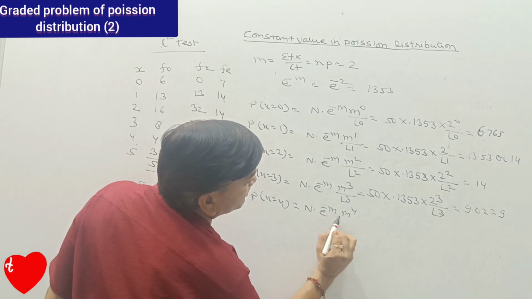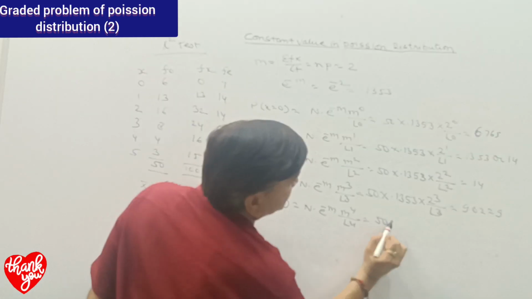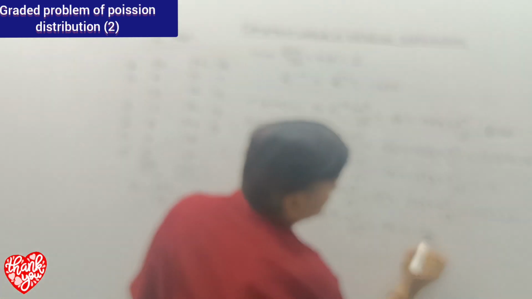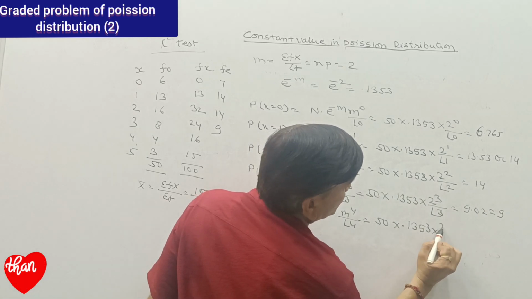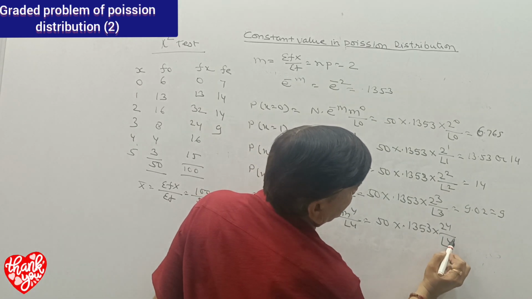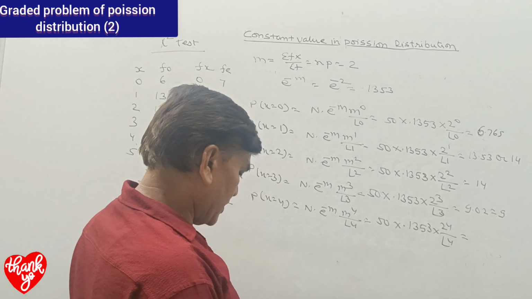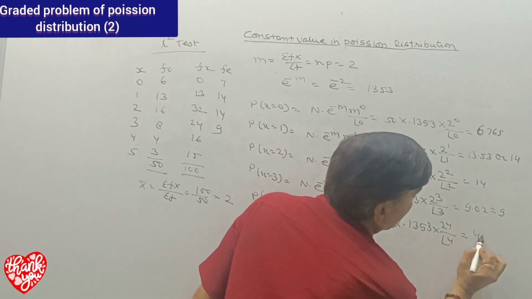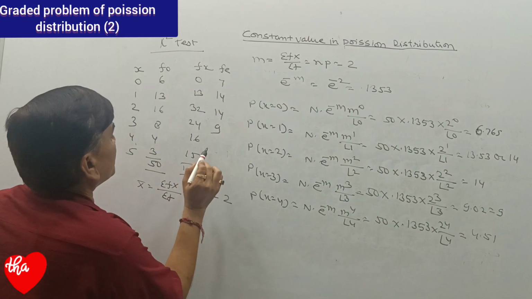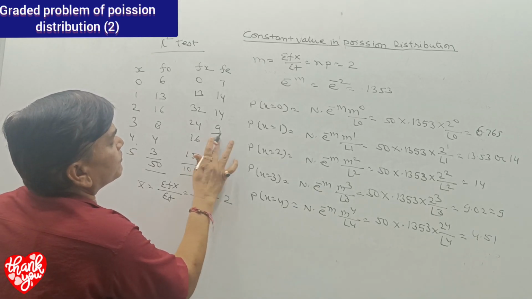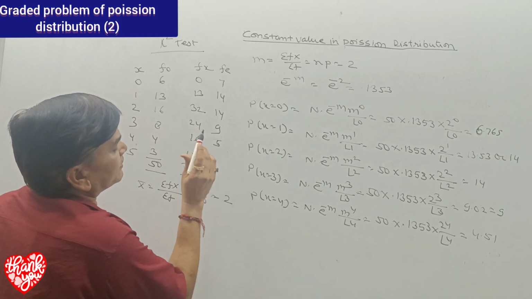And the last one, P(X=4), that is n e raised to power minus m, m raised to power 4 upon factorial 4. So 50 multiply 0.1353 multiply 2 raised to power 4 upon factorial 4. So multiply by 2 divided by 4, that is 4.51. We can write 4.51 as 4 or 5.